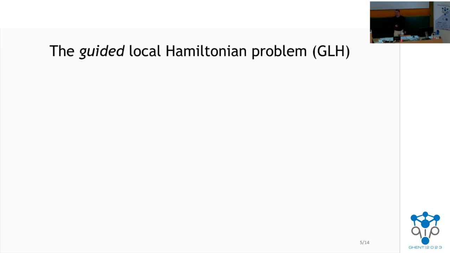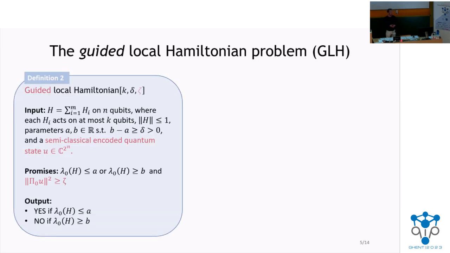So the guided local Hamiltonian problem, introduced by Gilyén, Gall and Gharibian last year, is just like the local Hamiltonian problem, but it differs in that you actually get one of these guiding states as part of the input. So you get the semi-classically encoded quantum state U as part of the input, and then you have the promise that the fidelity of the ground space with this guiding state is lower bounded by some parameter zeta, which also comes into the description of the problem.